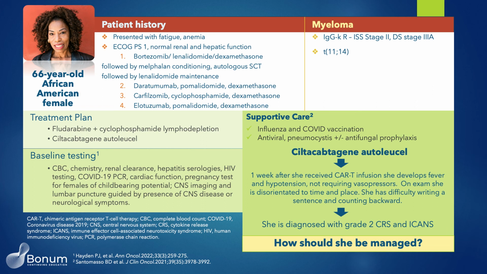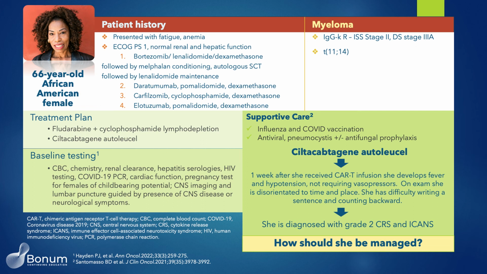So this patient did get vaccinated for both influenza and COVID before, although now we know that we probably have to support these patients afterwards since they do have B-cell aplasia. We also do give antiviral and pneumocystis, as well as antifungal prophylaxis, and this helps as the patients have lower counts as they proceed to get their CAR T-cell therapy. So this patient got all of those, got her cilta-cel.